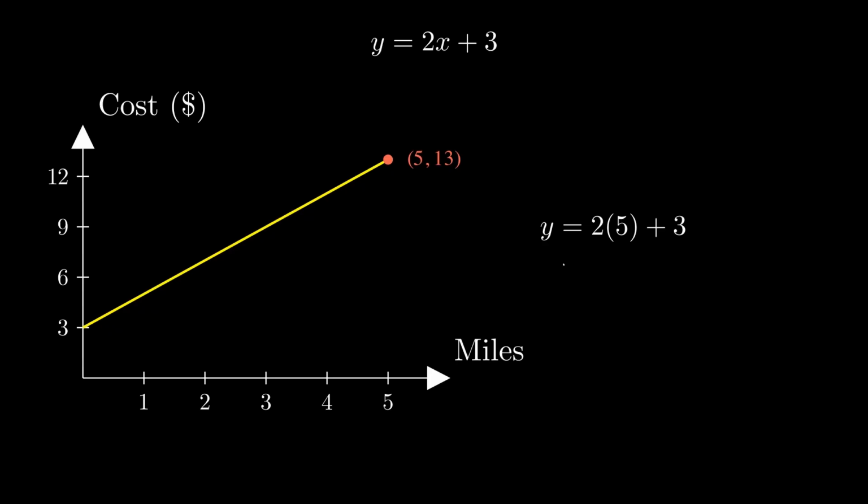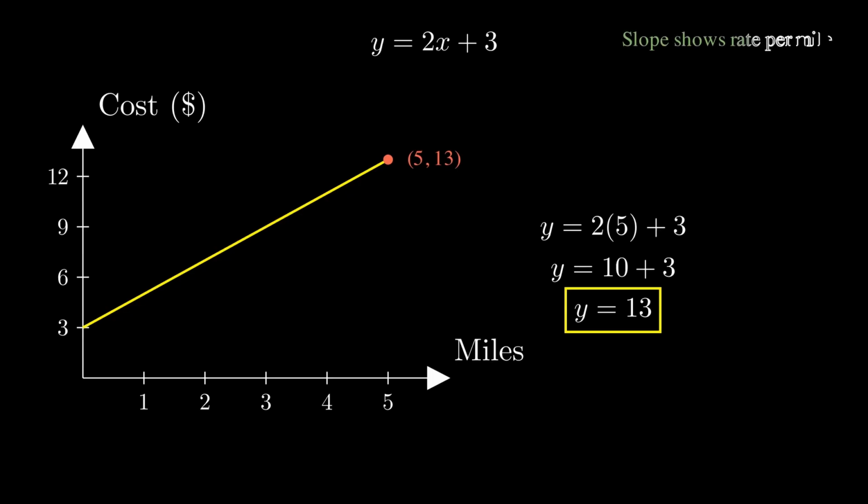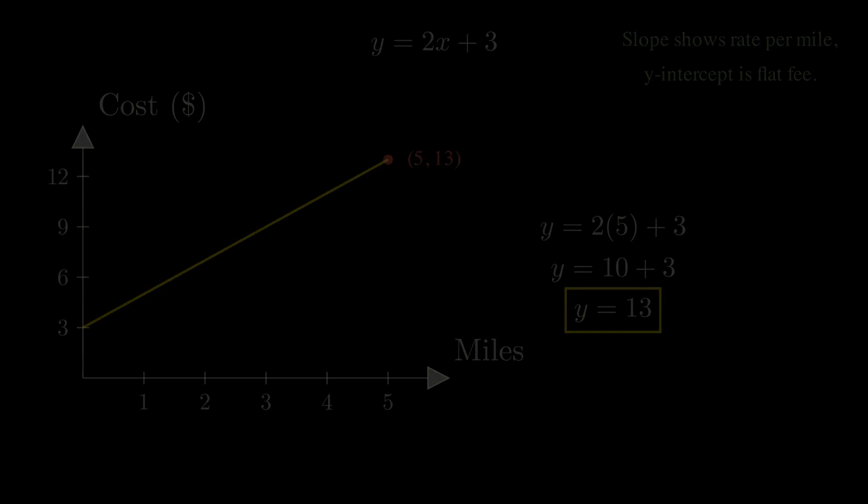If you travel 5 miles, the total cost is y equals 2 times 5 plus 3, or simplified, y equals 10 plus 3, which you add together and get y equals 13 as the total cost. We can also check our answer by looking at the graph and making sure the point (5, 13) lies on our line. Understanding slope and y-intercept makes solving real-life problems like this much easier and more intuitive. It helps us quickly break down how costs or quantities change and predict outcomes without needing a table or long calculations.